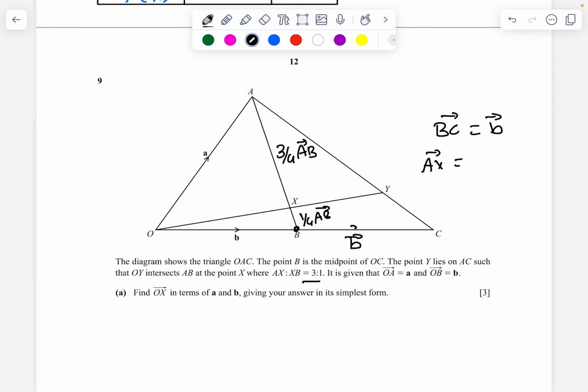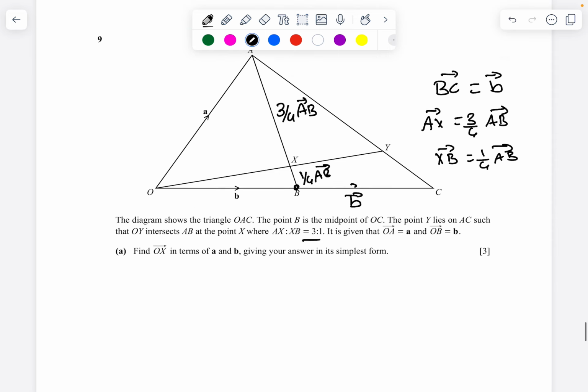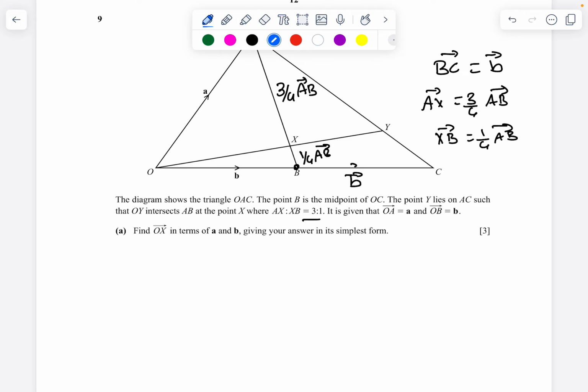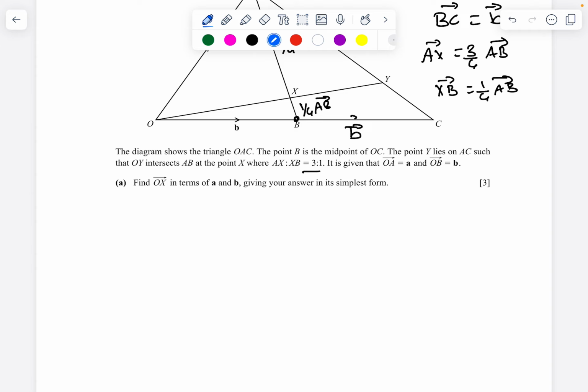So AX equals 3 upon 4 parts of AB, and XB equals 1 by 4 parts of AB. Find OX in terms of a and b, giving your answer in the simplest form. First of all, I am going to find AB. AB is A to O plus O to B. A to O is minus a, then plus b. So it's going to be b minus a. That is AB.